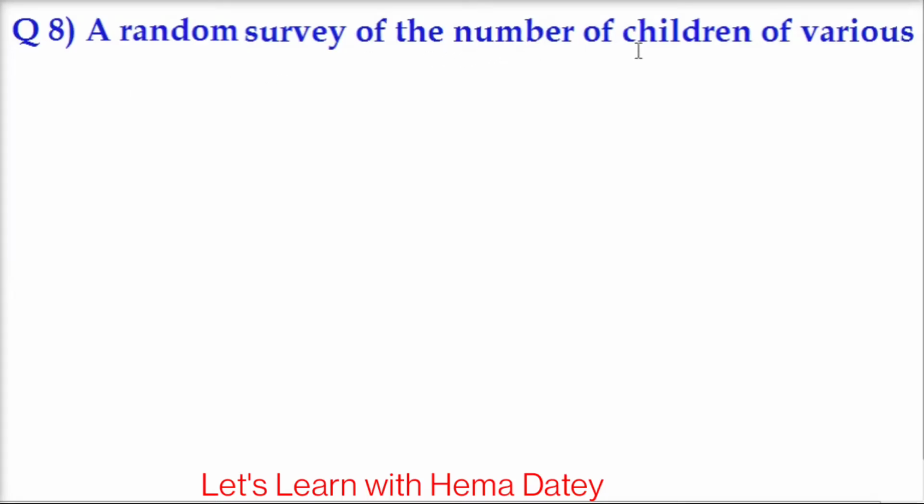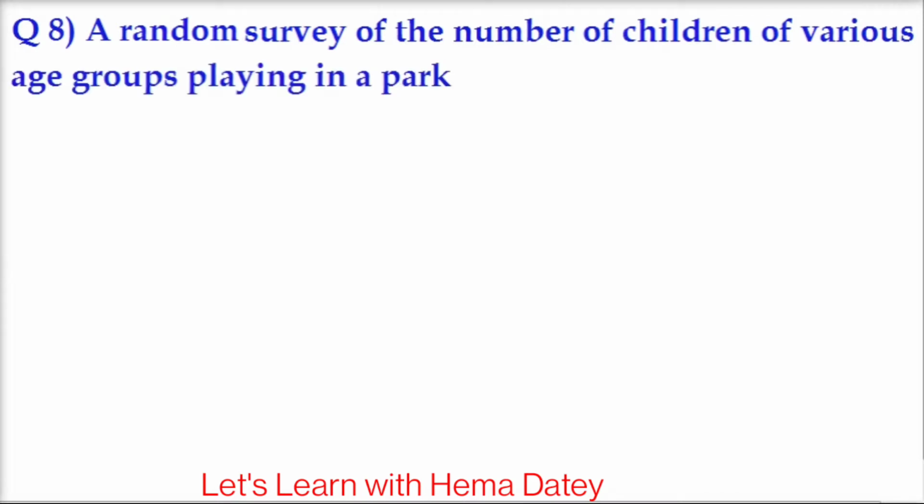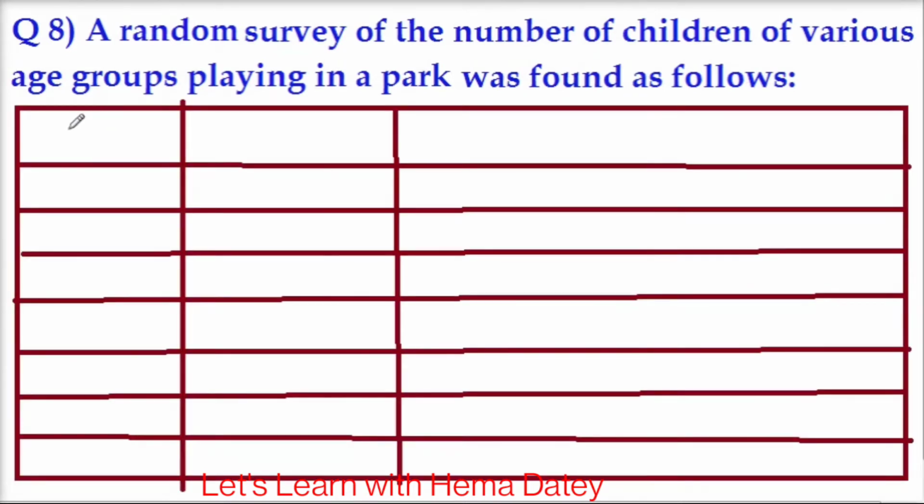Let's understand histogram of varying width by an example. A random survey of the number of children of various age groups playing in a park was found as follows. So this is the table given. In the first column we are given age in years. In the second column we will write the number of children.